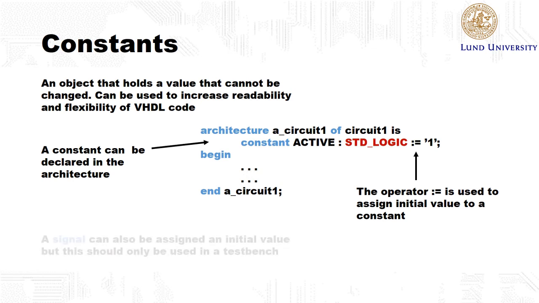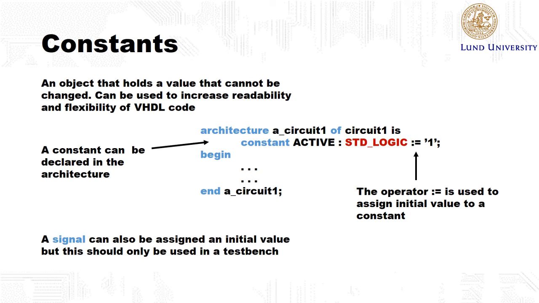When declaring signals in the architecture part, we can also assign an initial value to the signals, and the syntax is similar, but here we use the keyword signal instead of constant. However, many physical devices cannot implement this statement. That is, they cannot generate a wire with an initial value. But this statement can be quite handy when you write test benches, where you would like to have initial values of your signals before the simulation starts.